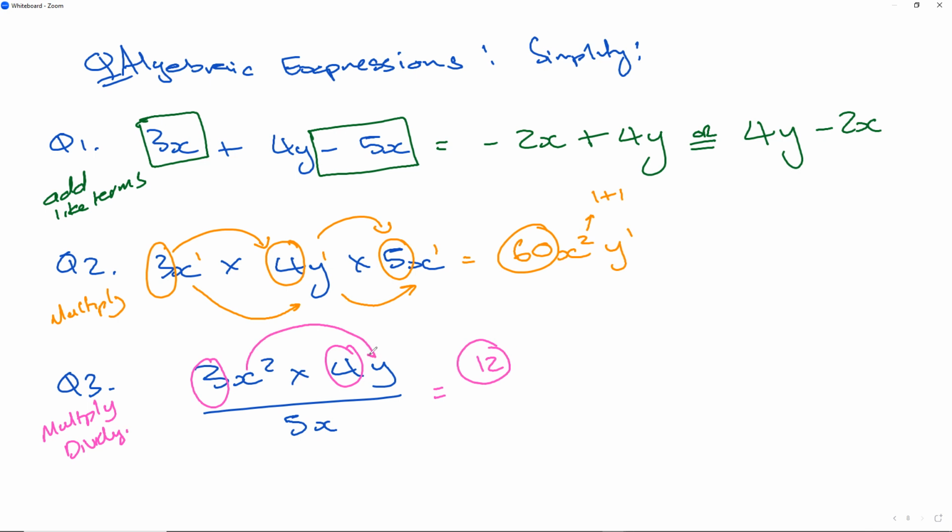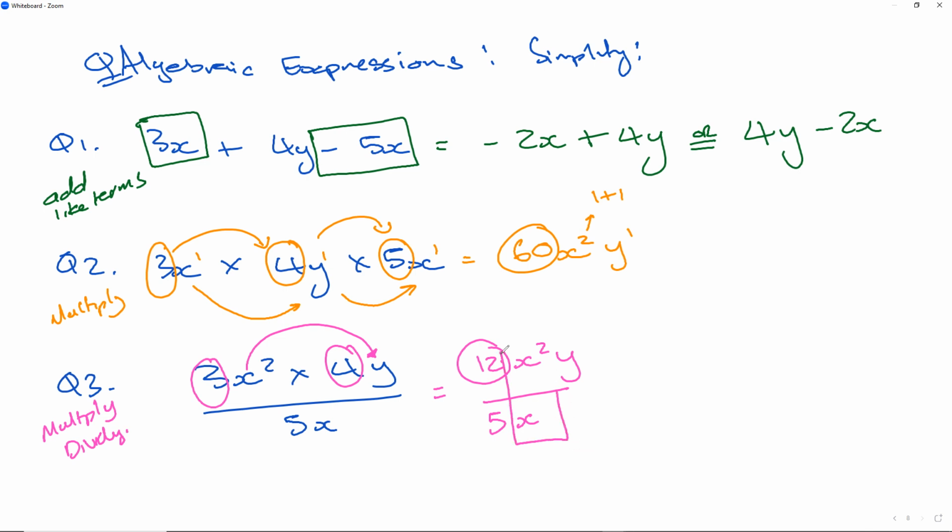X squared and y are different, so we just write them together without the multiplication. Put the division sign in. Keep the 5 in line with the 12, x in line with the x, and there's no y, so don't write anything there.